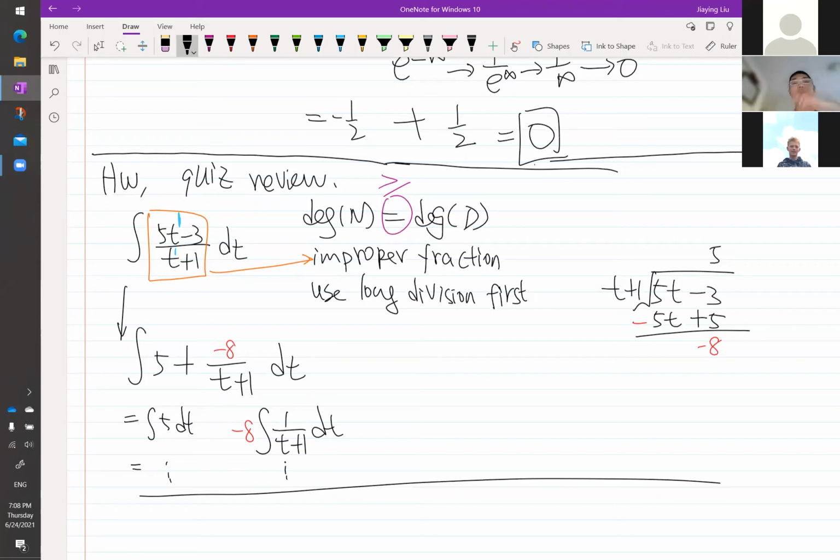So whenever you have a rational function, always check the degree of the numerator and degree of the denominator. If the degree of the numerator is higher or equal, use long division first, and then go from there.